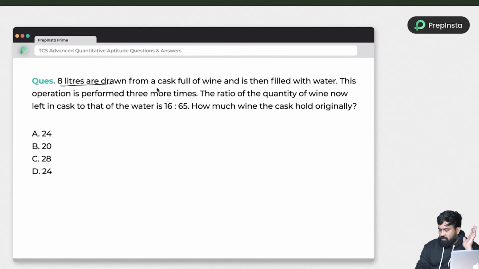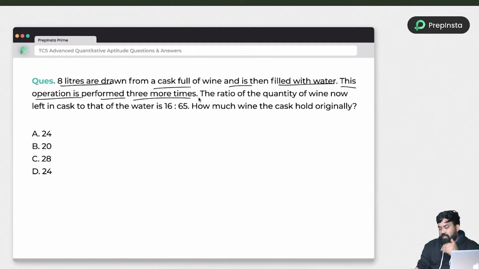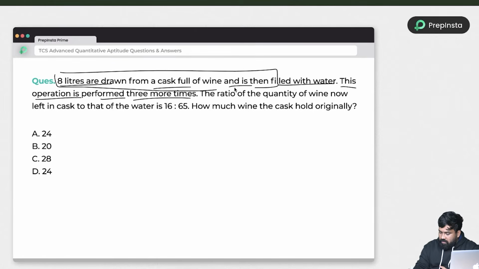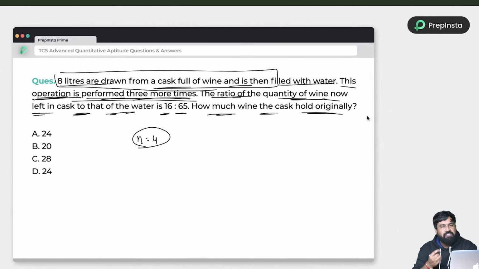So 8 liters are drawn from the cask full of wine and filled with water. This operation is performed 3 more times. So this operation was already performed here once, and again they are doing it 3 more times. So in total this operation was performed exactly 4 times. Remember this, so n value will be 4. They repeated this 4 times, and the ratio of the quantity of the wine now left in the cask to the water is 16 is to 65. How much wine did the cask hold originally?